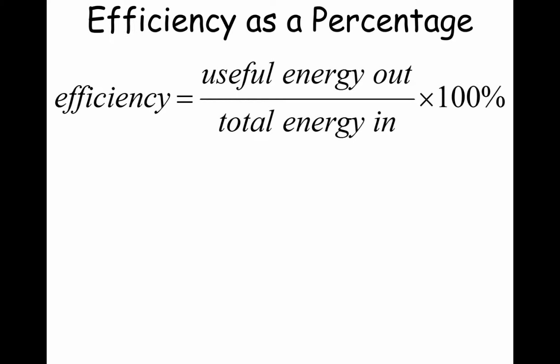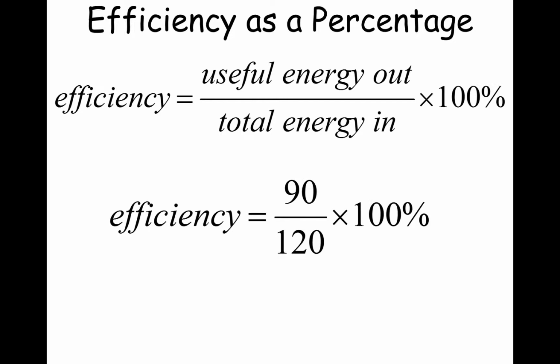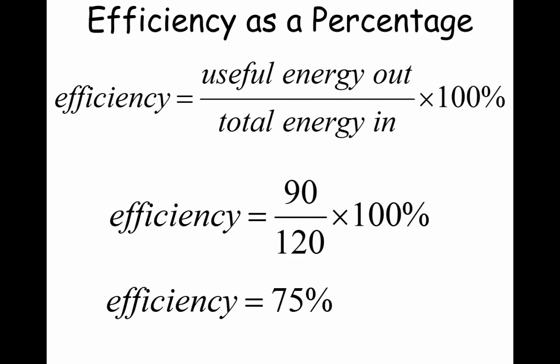Next, we have efficiency as a percentage. If we want to call a percentage efficiency rather than just a number, we will simply multiply our answer by 100%. So in this case, the efficiency is 90 joules out, 120 joules in, we times that by 100% to give us that this particular transfer of energy is 75% efficient.